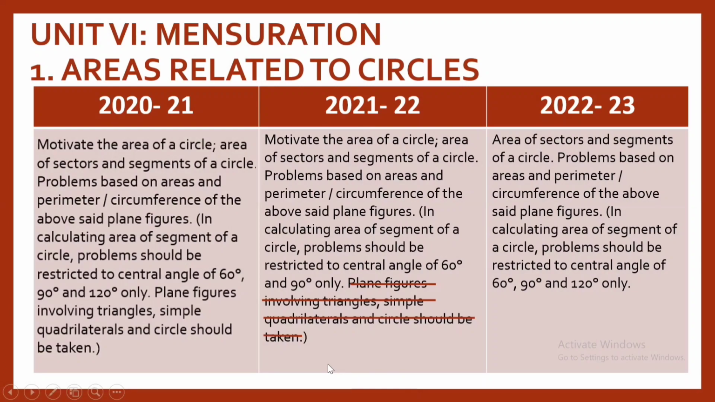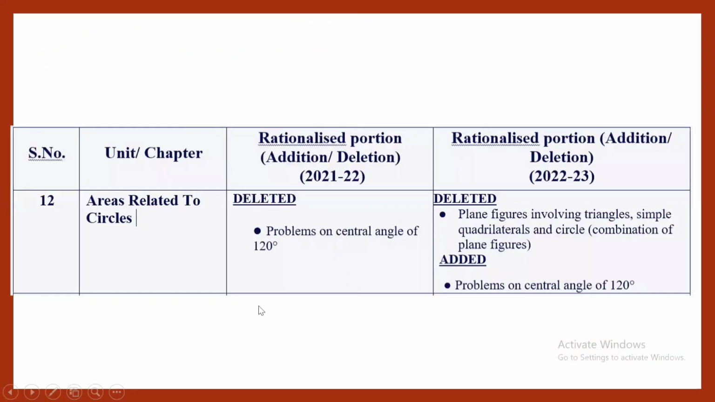So if you look at it in the tabulated form, we have now areas related to circles. The deleted portion is plane figures involving triangles, simple quadrilaterals, and circles. That means a combination of plane figures is not in the syllabus. What is added is the problem on central angle of 120 degrees, which was not there last year.